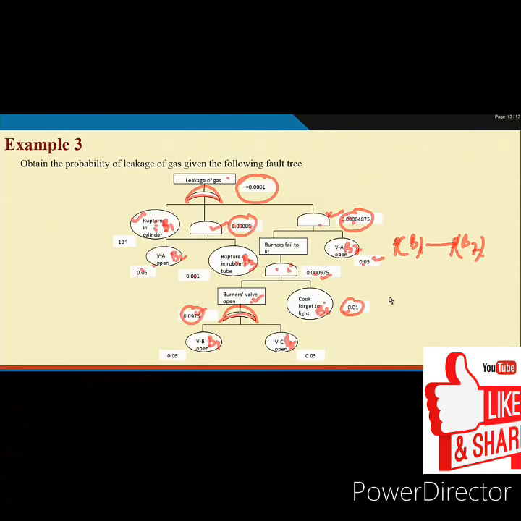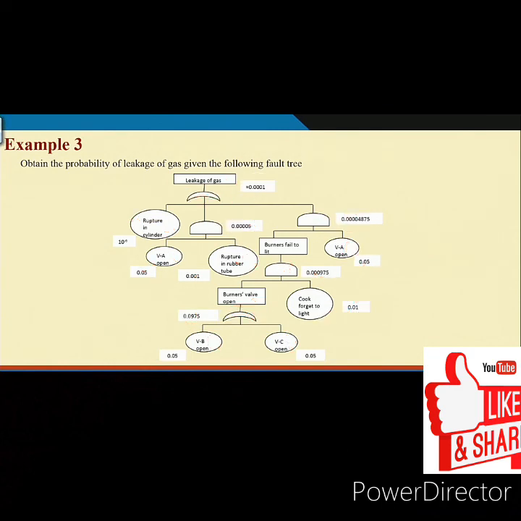So, this is the gate by gate method. What have we done in the gate by gate method? We started with the bottom most gate, which is quantified first, and we go up, and finally the top most gate will be quantified, which is nothing but the quantification of the top level event or top event. This is known as the gate by gate method.